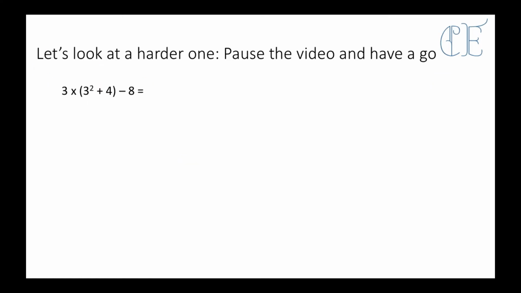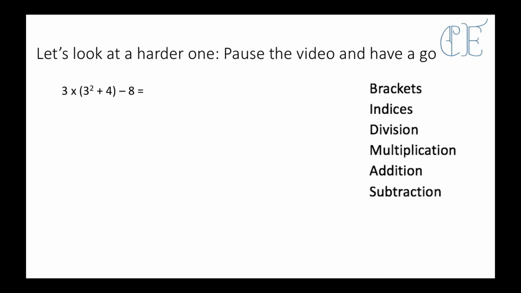Okay, right. Here is an even harder one. Pause the video and have a go if you want to. Okay, so let's look at our list of things to do. We have brackets. Inside our brackets, not only do we have the brackets, we also have an indices bit and an add. That means we must do all of that first because brackets is first, but obviously do the indices first before the addition because that's the order in which they go as well. So even though they're in brackets, still try to follow this if there is more than one thing in the brackets. So 3 squared plus 4.